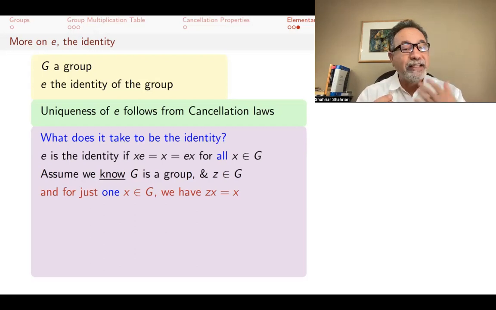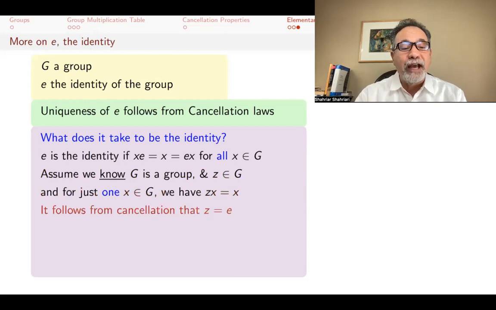Take that Z that is claiming to be the identity, multiply it by 1x, one element of the group, and see if it acts like identity. If it does, then it is actually the identity. And that follows from the cancellation law.